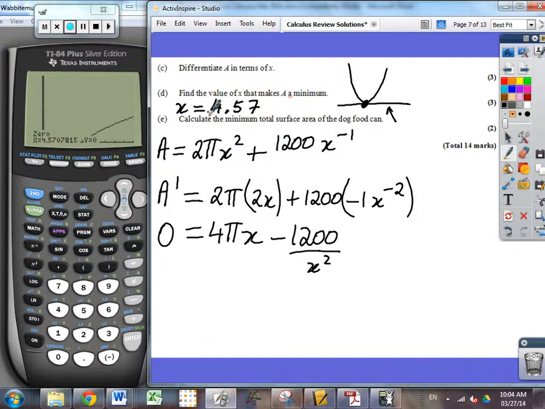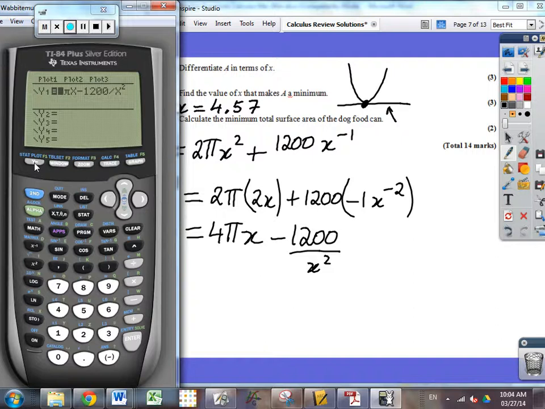4.57. Another way you could have done this problem might have been by going to the original function. Instead of putting in the derivative, perhaps we should have put in the actual original function, which is 2 pi x squared plus 1200 over x. And if we graphed this one, then we could look for the minimum value. Alright, looks like I need to change my window a bit. Let's increase my y max to something bigger. And look, there's the minimum.